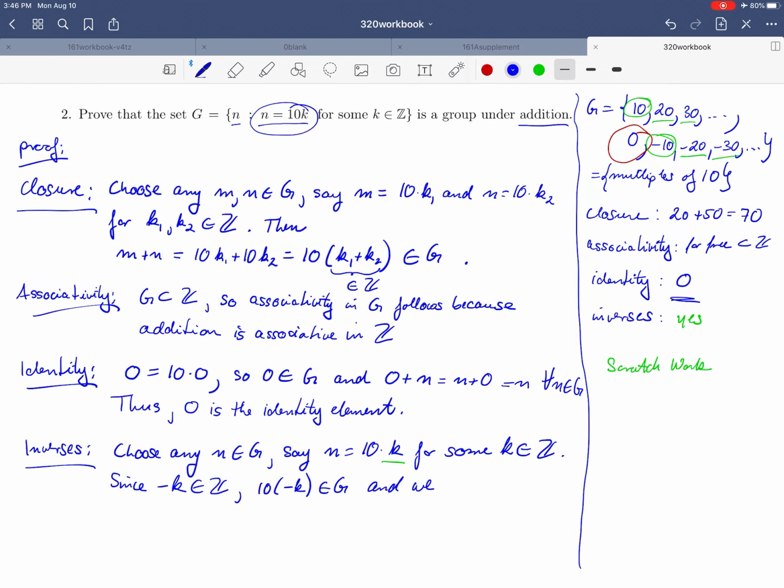And so we have 10k plus this new thing, 10 times (minus k). That better be our identity element 0. But there's a step that we have to put in between here. So we have 10k plus 10 times (minus k). That's the same thing as 10k minus 10k, and that we know is 0.